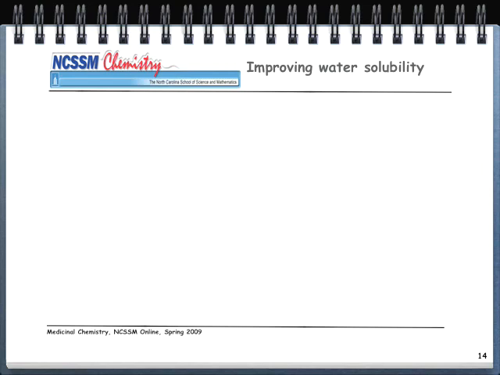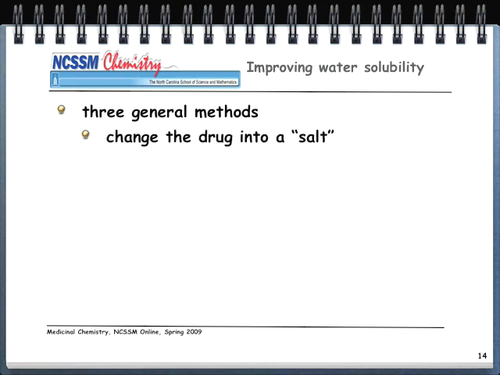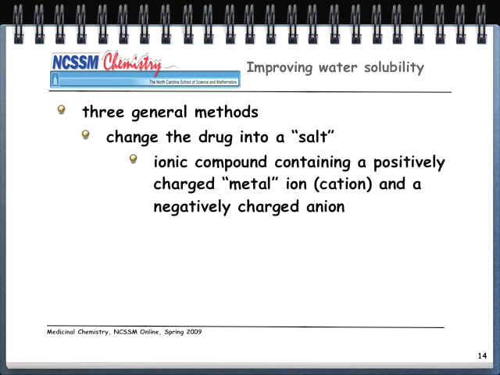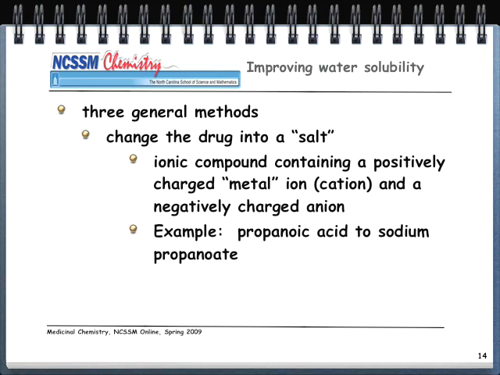Okay, improving water solubility, there are 3 general methods, and again, this is basically right out of the chapter reading for this week. We can change the drug into a salt, and again, some of you who have had a little bit more advanced chemistry will understand what this means. A salt is an ionic compound that contains a positively charged metal ion or cation and a negatively charged anion. So an example would be changing a propanoic acid to a sodium propanoate.